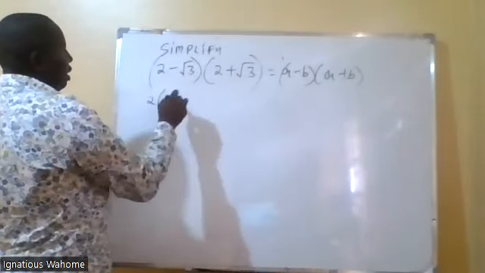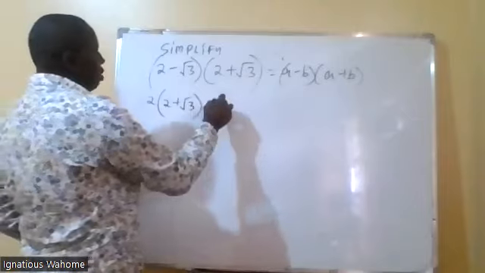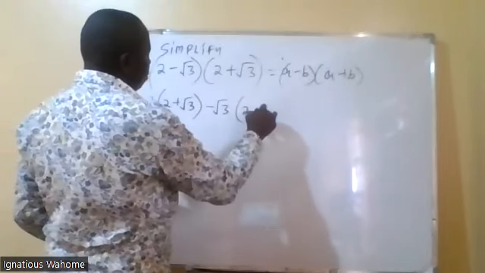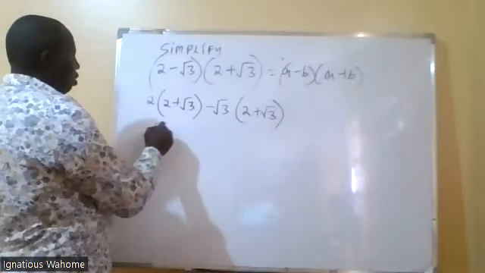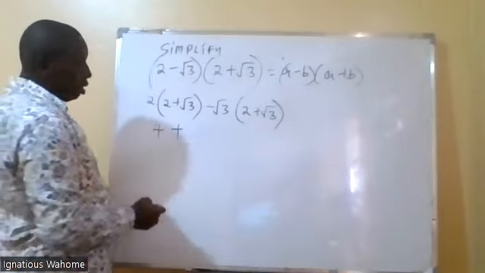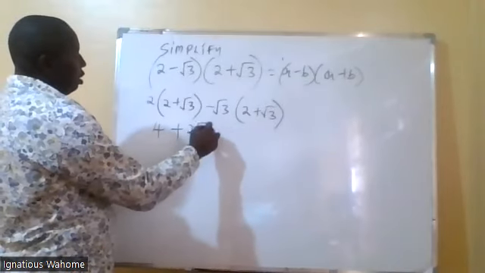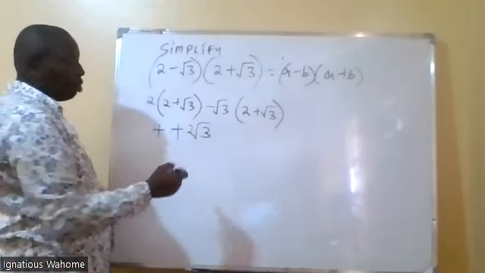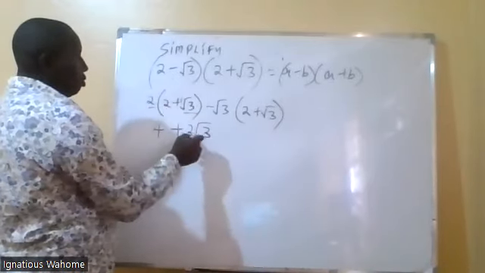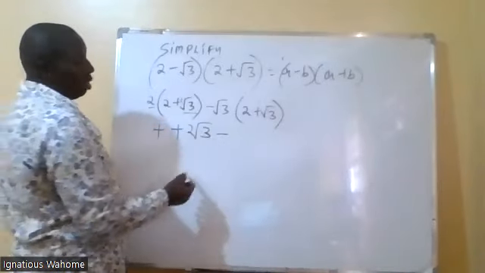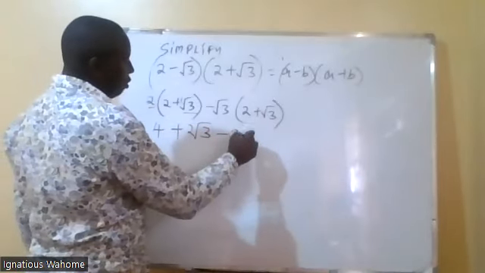Take this 2 and expand 2 plus root 3. Take this minus root 3, expand 2 plus root 3. 2 times 2 is 4, plus 2 times root 3 is 2 root 3. You can't multiply 2 times 3 because this one is a root. Root 3 times 2, it is not root 6, it is 2 root 3.